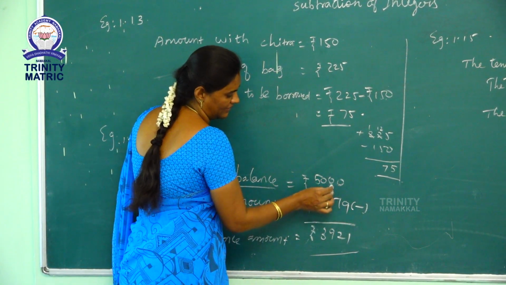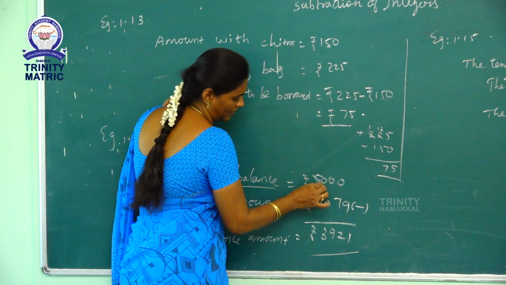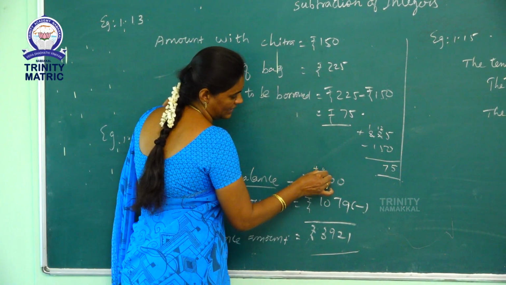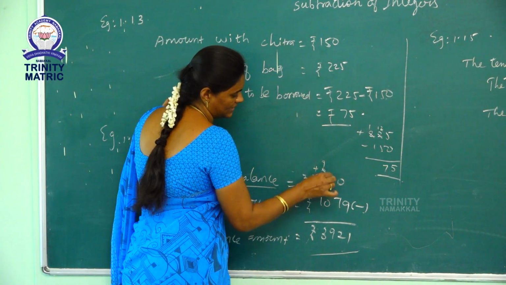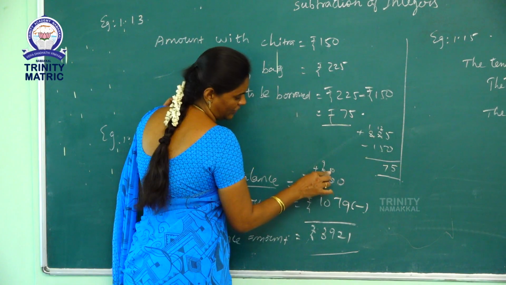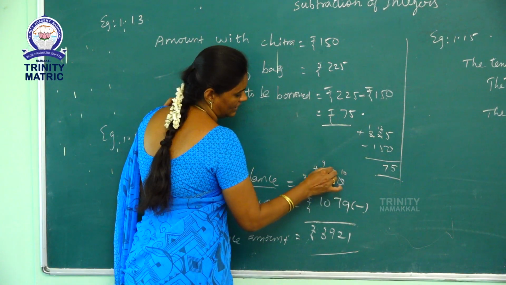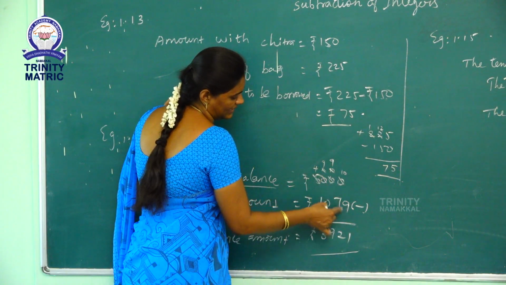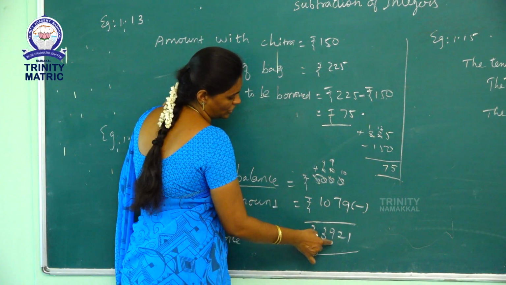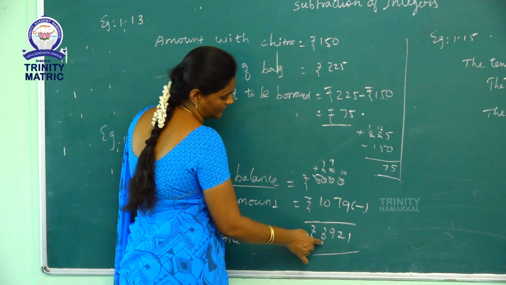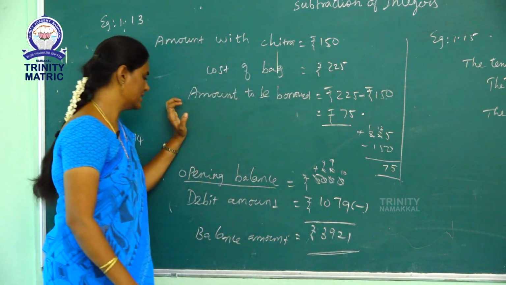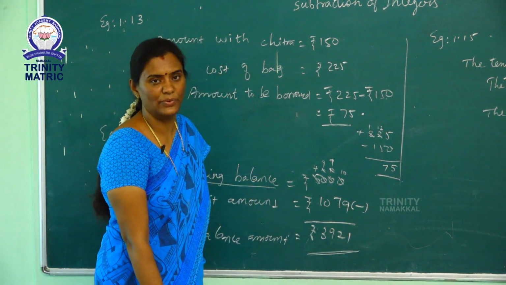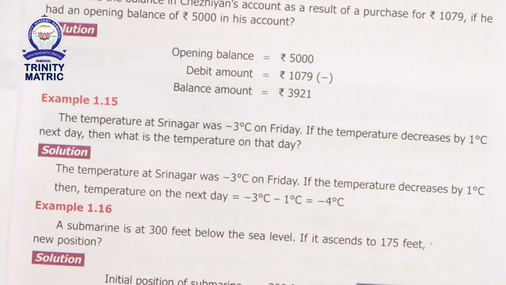Here 0 minus 9 we cannot subtract, so we borrow from here, it becomes 4. We borrow here, it becomes 10. From this 10, we borrow here, it becomes 9. It is 10, so 10 minus 9 is 1. 9 minus 7 is 2. 9 minus 0 is 9. 4 minus 1 is 3. What is Chelian's closing balance? That is rupees 3921.